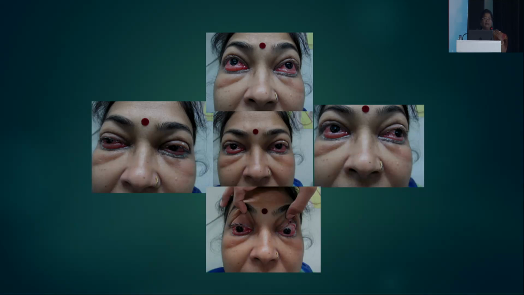Red eye. So much of engorgement. All movements restricted. Pain. Very good. There could be a cavernous sinus pathology. So, thyroid profile normal, all the other evaluations were normal.